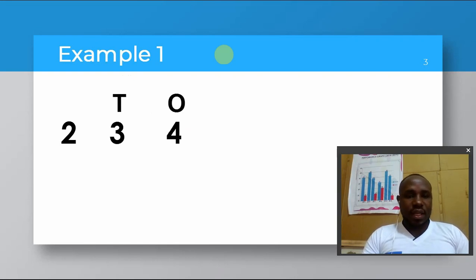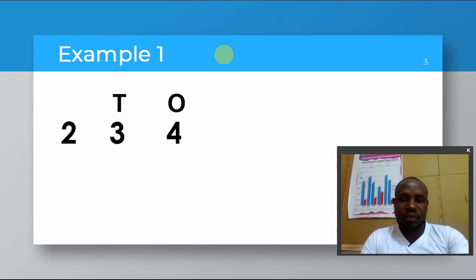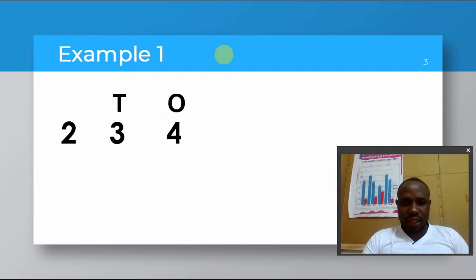Then the second digit is in the place of 10, and its place value is tens. We shall also write T to represent the first letter of the word tens. Then the last one is hundreds, and we are going to write H to represent the first letter of the word hundreds. We can go on and give the place value of each number in this format.